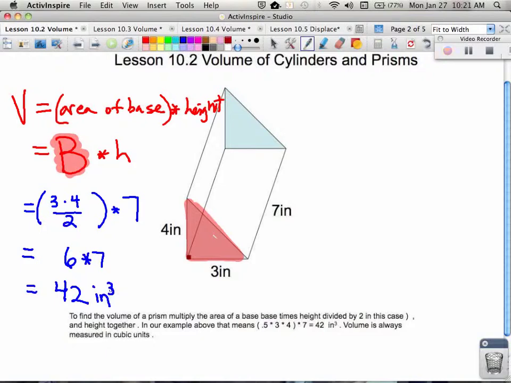The most important thing I'm trying to communicate in this example is this area of the base idea. The area of the base is whatever you know to be the base in the prism. Find that area, and then generally speaking, the other number they give you is the height of that prism, and you multiply by that. In this case, the area of our triangle was 6, and the height of the prism was 7, so I take 6 times 7, and that's how I get 42 inches cubed.